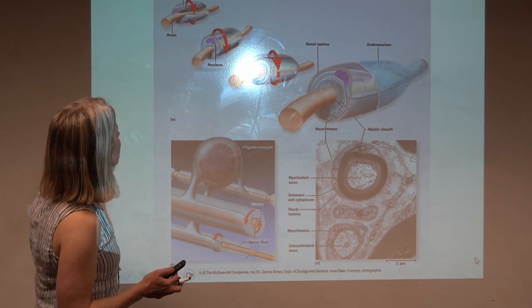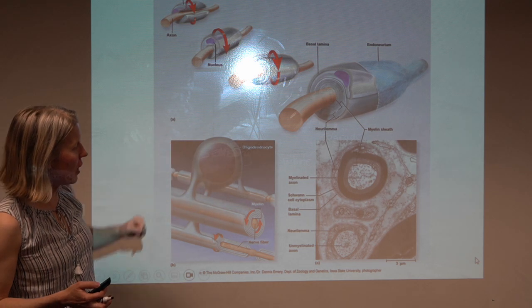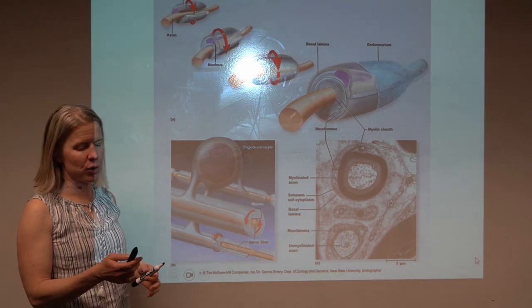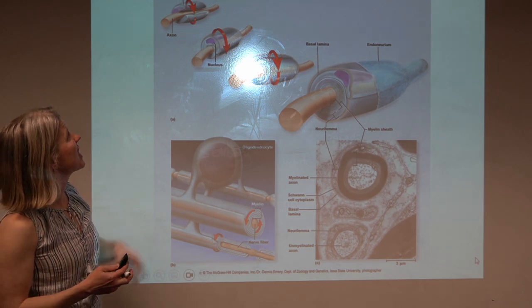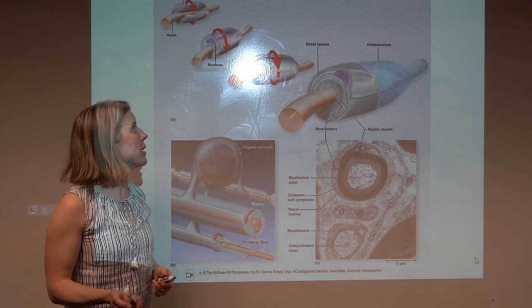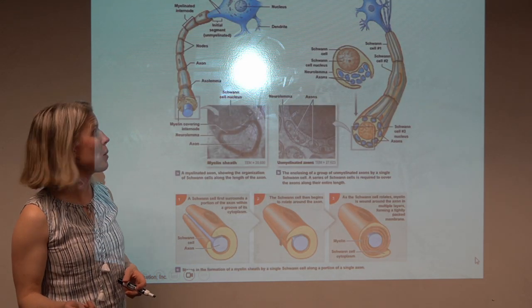Okay. This is a little bit of a detail showing you how myelination actually occurs, right? In this case, they're showing a Schwann cell. In this case, they're showing an oligodendrocyte. The Schwann cells are in the peripheral nervous system. Let me go back.